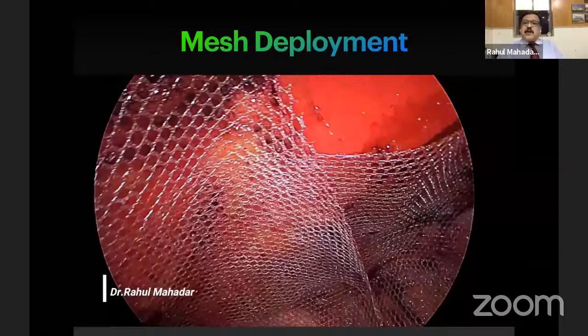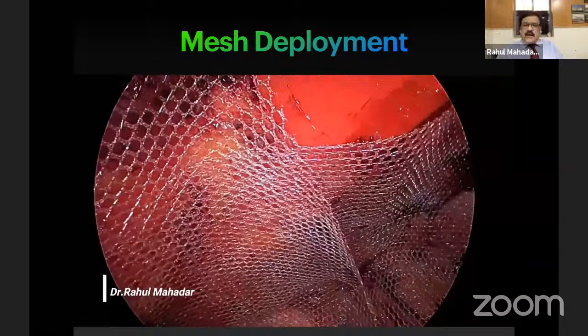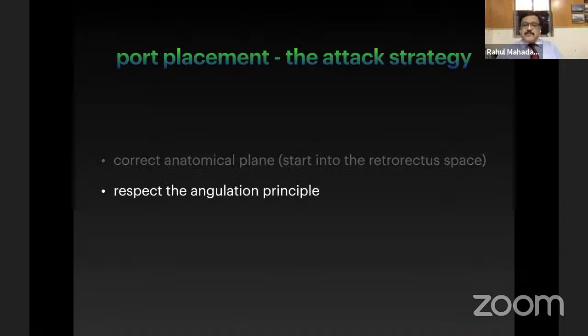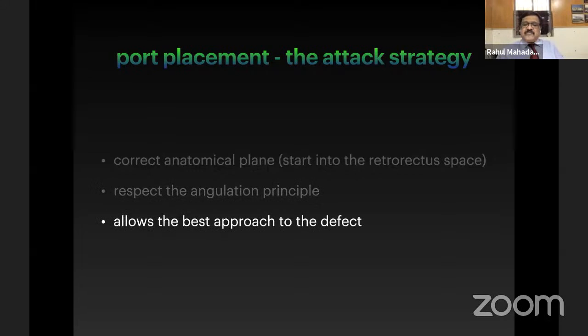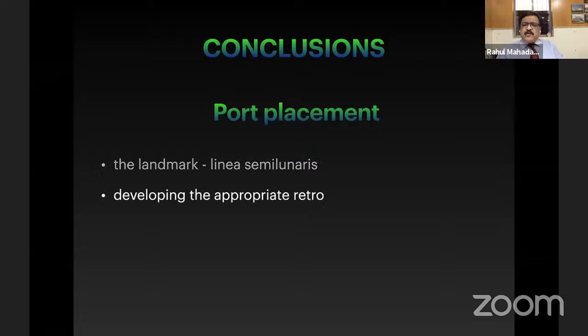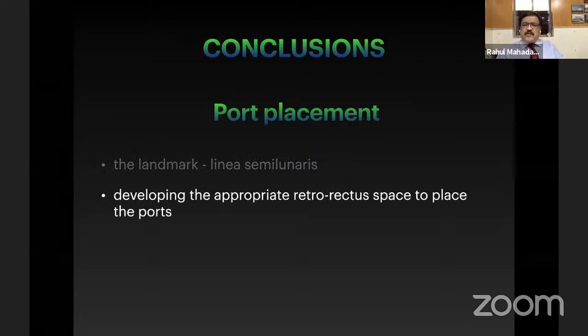So port placement is an attack of strategy in case of an eTEP repair. The correct abdominal plane, that is starting into the retrorectus space, is the key. And respect the angulation principle. This particular procedure respects the angulation principle. It allows the best approach to the defect. And in conclusion, port placement is the attack of strategy, and the landmark is the linea semilunaris, and developing the appropriate retrorectus space to place the port is the key feature, and allows the best approach to the defect.